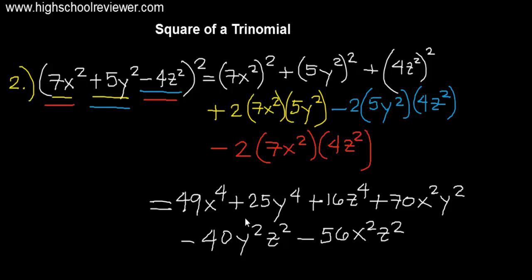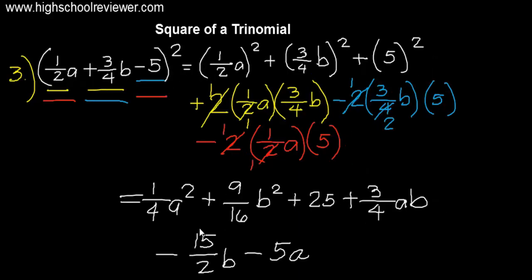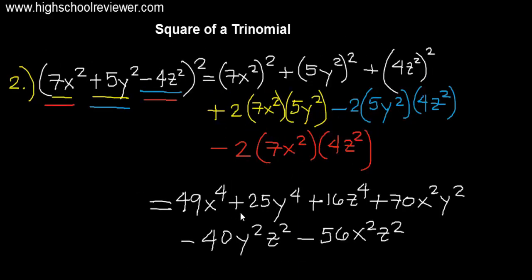And our final answer, we have 49x raised to the fourth plus 25y to the fourth plus 16z raised to the fourth plus 70x squared y squared minus 40y squared z squared minus 56x squared z squared.